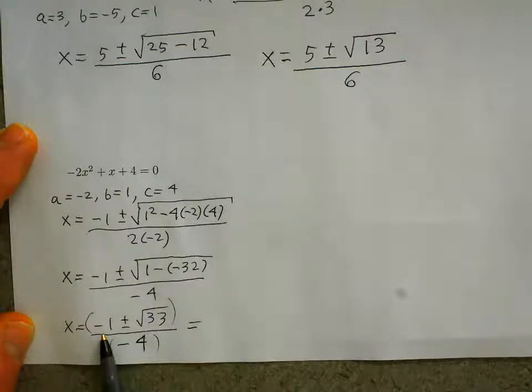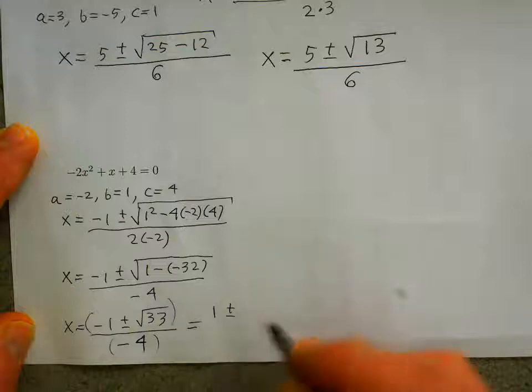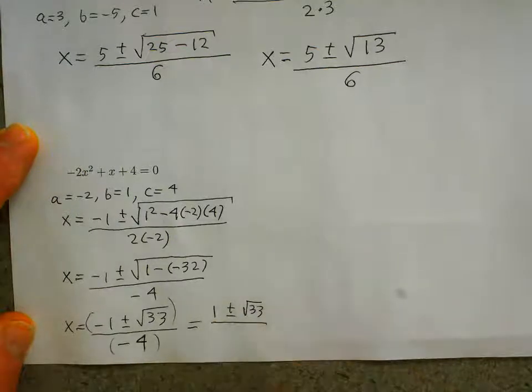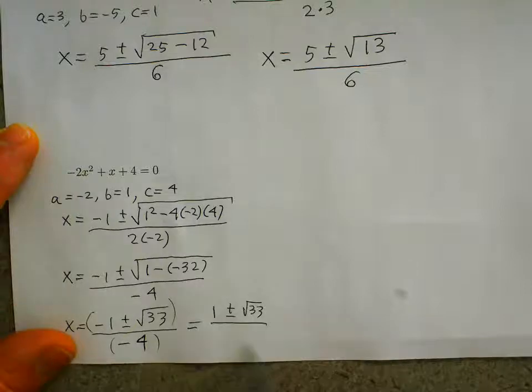You're going to get -1 times -1 is +1. And then the plus and minus will be equivalent to the minus plus, which is equivalent to plus minus. So you can just write plus and minus the square root of 33 again. And then -1 times -4 is 4.